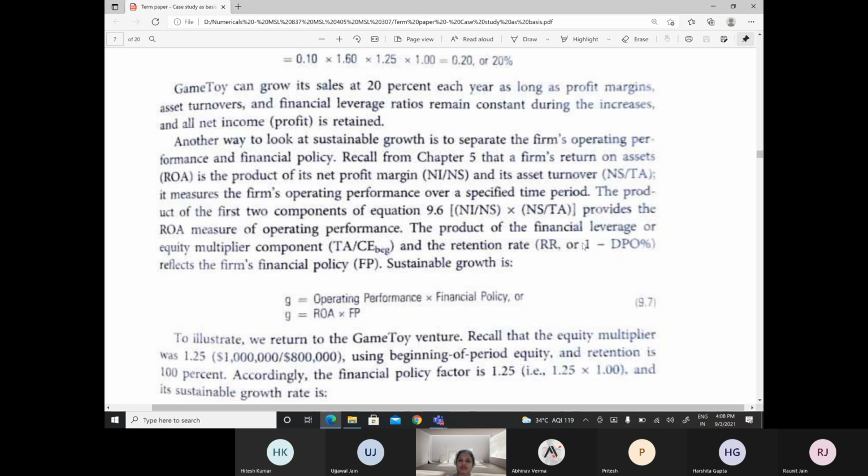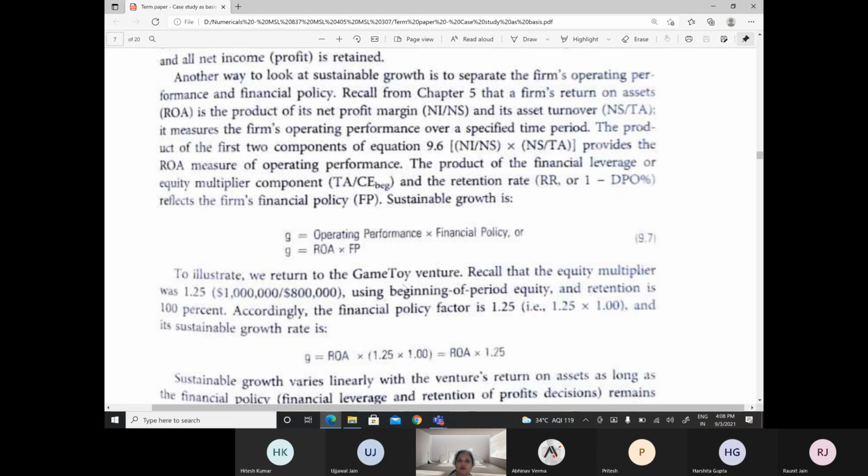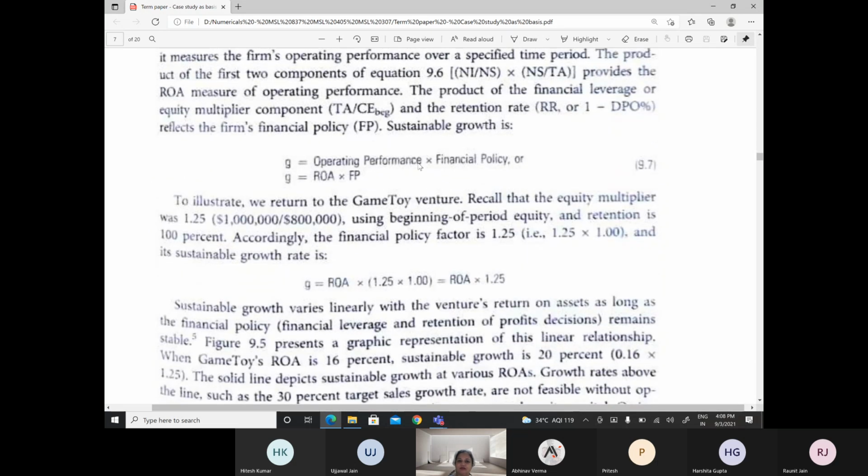Now, this ratio, net income upon net sales into net sales upon total assets, actually gives us net income upon total assets, which is also called the return on assets. And this is a measure of operating performance. The product of financial leverage or equity multiplier component and the retention rate reflects the firm's financial policy. So we can also rewrite this equation as operating performance into financial policy, or ROA into FP.